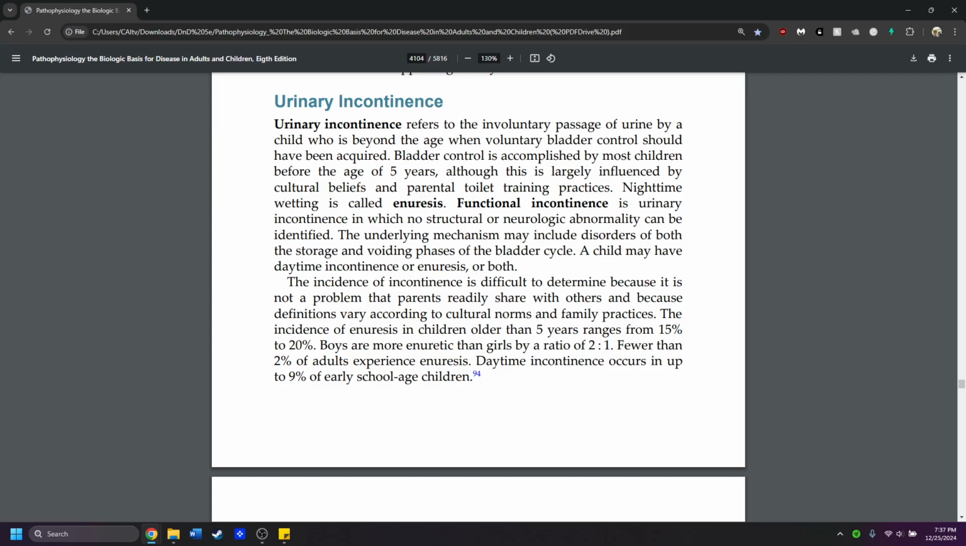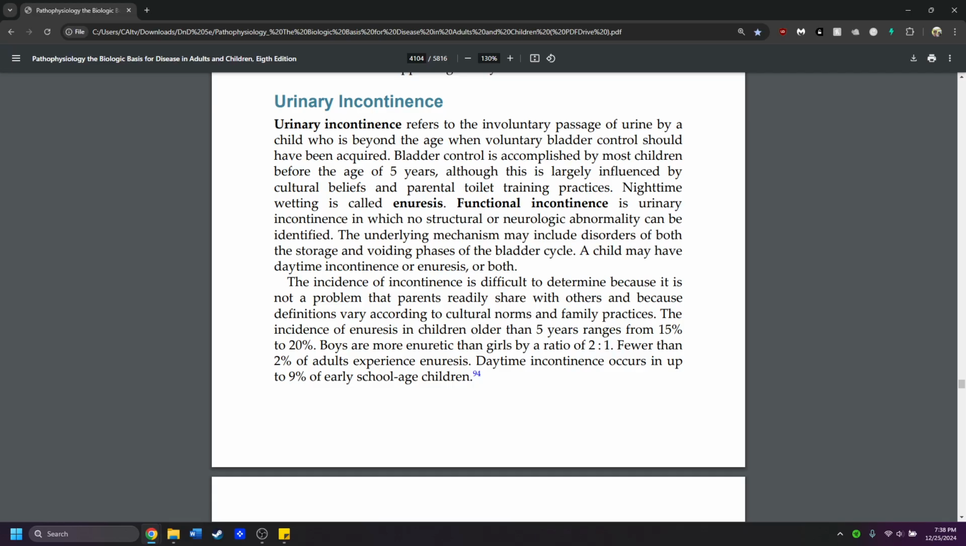Nighttime wetting is called enuresis. Functional incontinence is urinary incontinence in which no structural or neurologic abnormality can be identified. The underlying mechanism may include disorders of both the storage and voiding phases of the bladder cycle. A child may have daytime incontinence or enuresis or both.